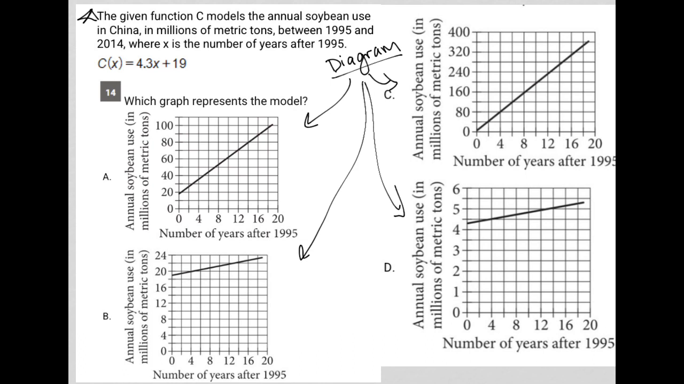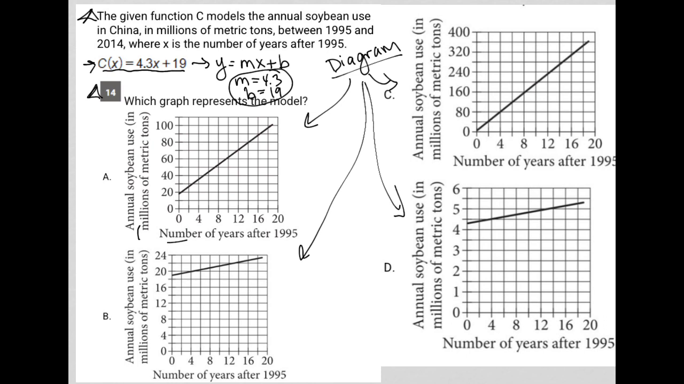Okay, so that pretty much describes what our y-axis is and what our x-axis is for each of our answer choices. The function itself is here, C of x equals 4.3x plus 19. Whenever I see a function in this format, I'm immediately telling myself, hey, that's in y equals mx plus b form, which means my slope should be 4.3 and my y-intercept should be 19 in order for the graph to be the correct answer. So the question says which graph represents the model. So again, this becomes very important because I'm looking for the graph that has a slope of 4.3 and a y-intercept of 19.